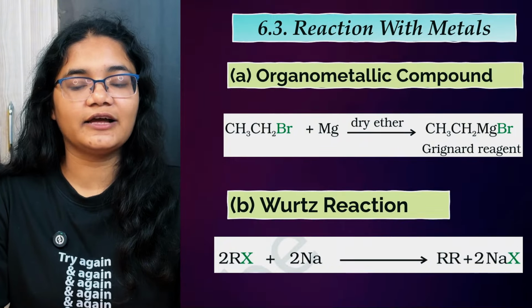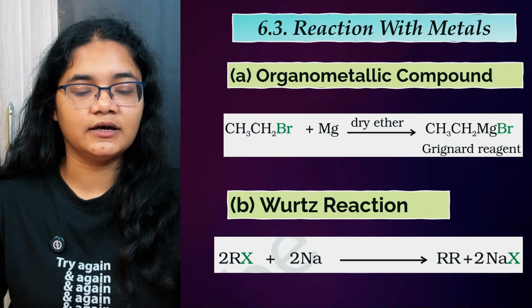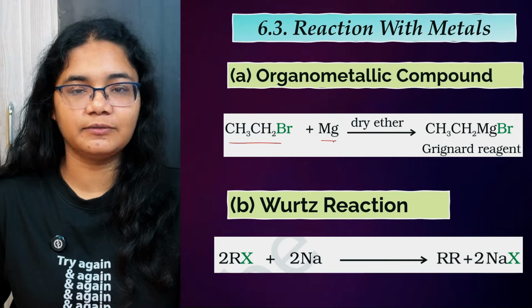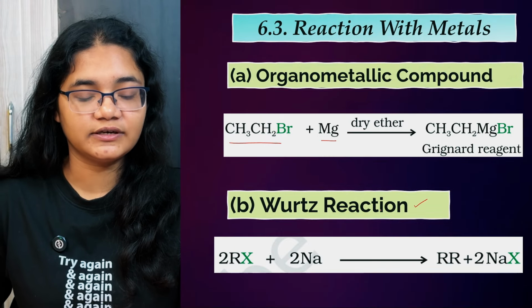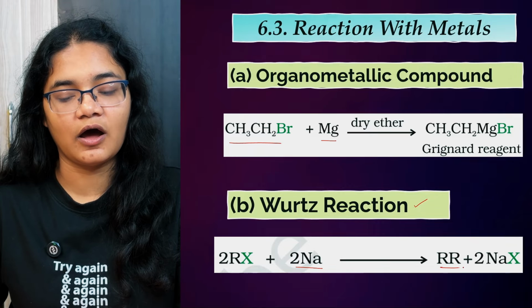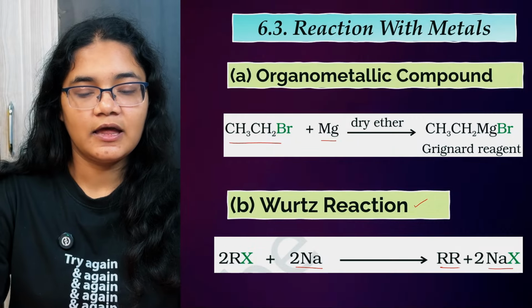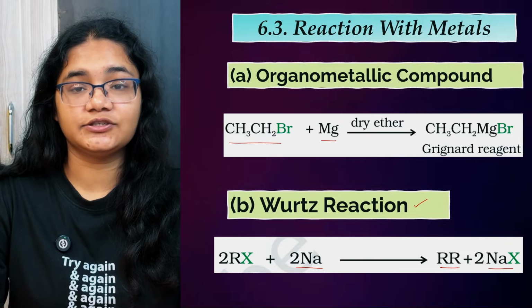Now the last reaction is reactions with metals. The haloalkanes first of all react with magnesium in dry ether to give you Grignard reagent. The second one is Wurtz reaction: RX plus Na gives you R-R plus NaX. So these are the two reactions under reactions with metals.